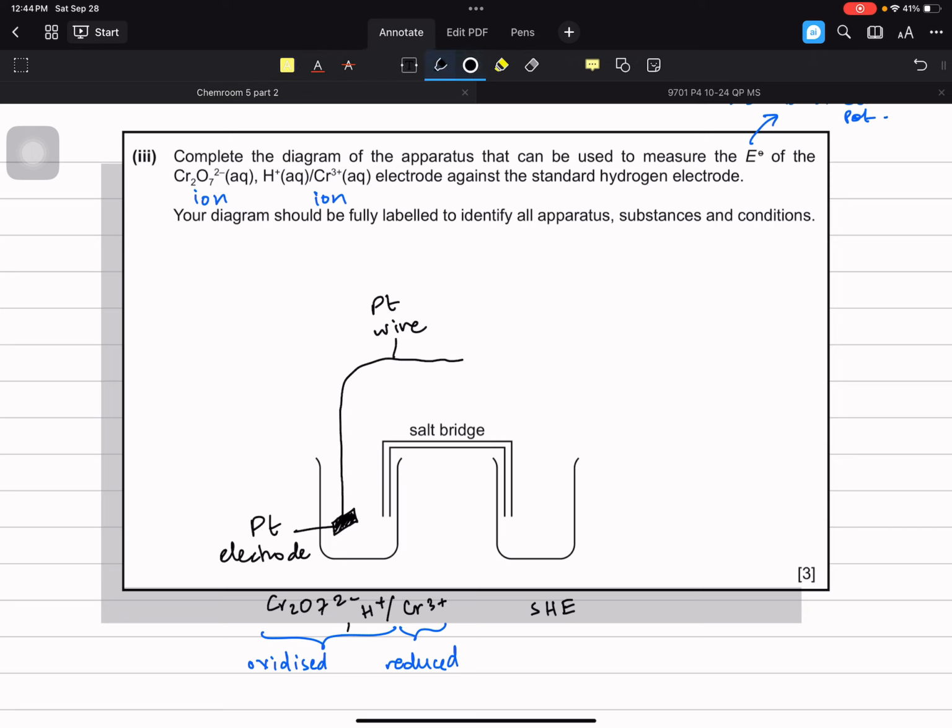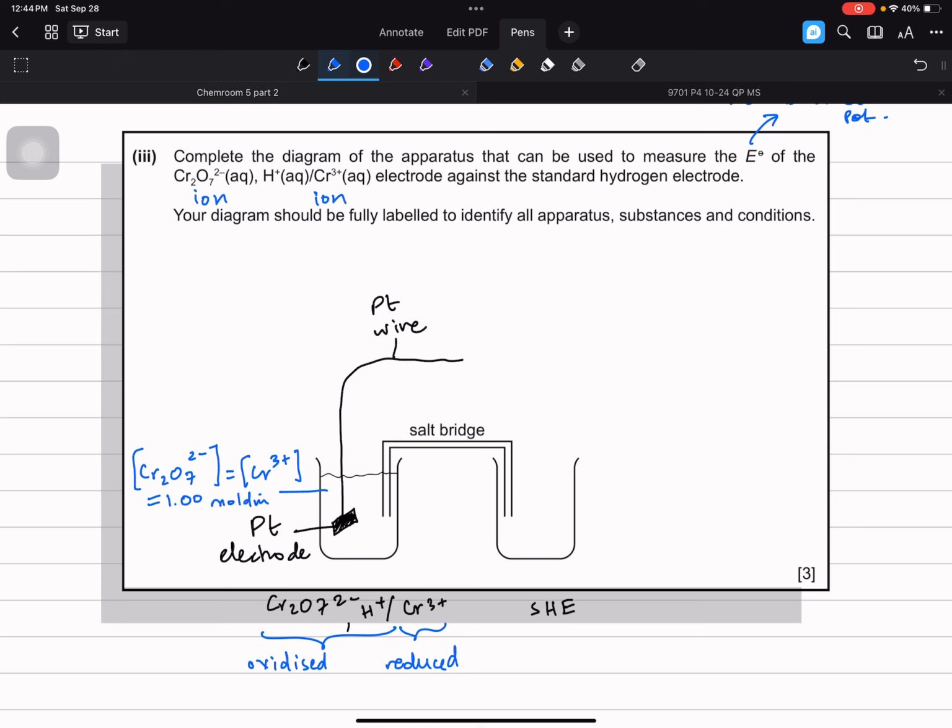My substance inside the cell, the electrolyte, should be a solution. It should be a solution of what? It should be an aqueous solution of Cr2O7 2- ion concentration, and Cr3+ ion concentration, both equal to 1.00 mole per dm cube. Both ions, both in square brackets. Square bracket means concentration.